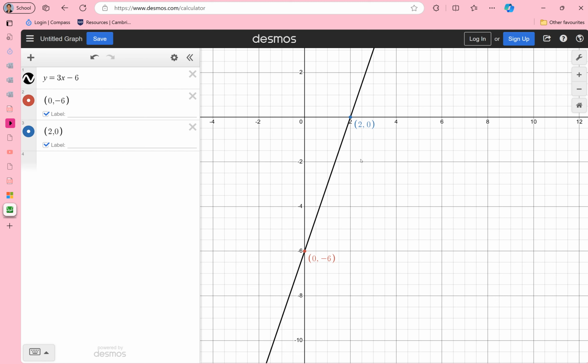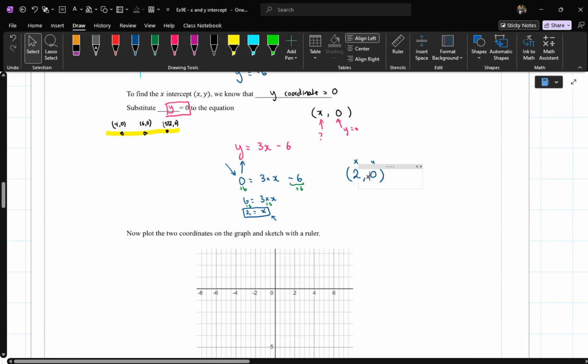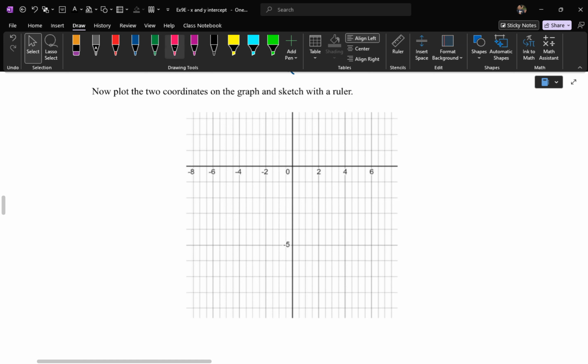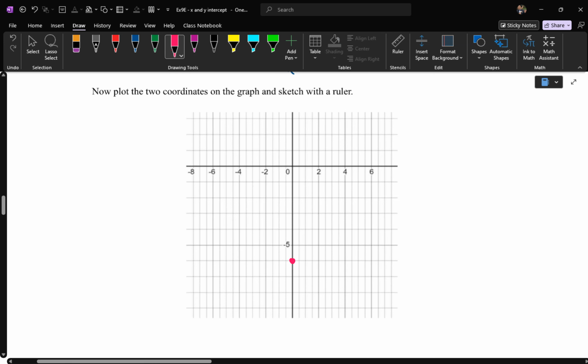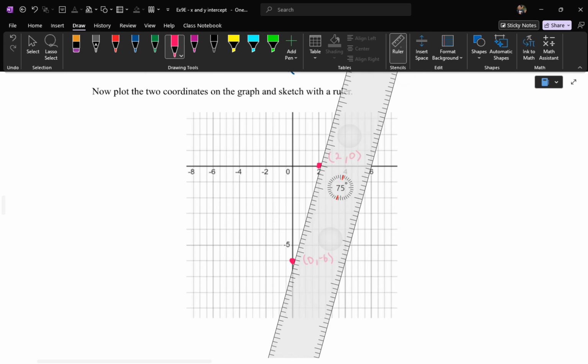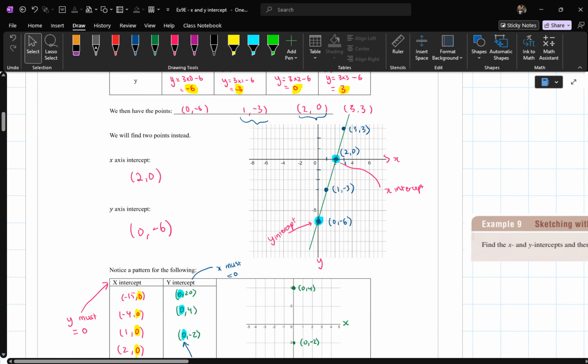And those are the only 2 points you needed to sketch a straight line. It means that even without Desmos just now, you could have labeled your y-intercept, which you figured out was (0, -6). And then you figured out the x-intercept just now, which you wrote (2, 0), and then use a ruler, connect the 2 points because that's all you need. You only need 2 points to sketch a straight line. And that saves you so much more time than doing what you were doing up here.